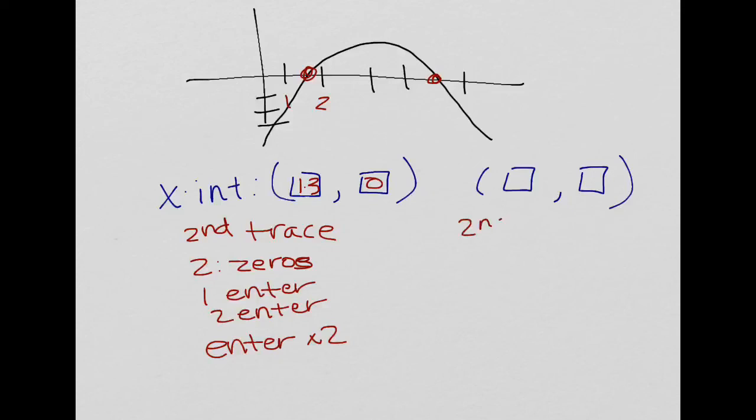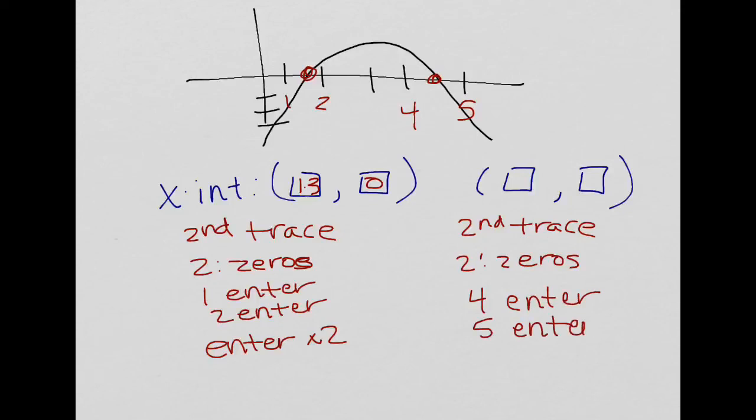You'll do it again for the other one. Second trace, choose number 2, which is the zeros. That one looks like it's between 4 and 5, so you'll do 4, enter, 5, enter. Enter 2 times, and it'll give you 4.70.